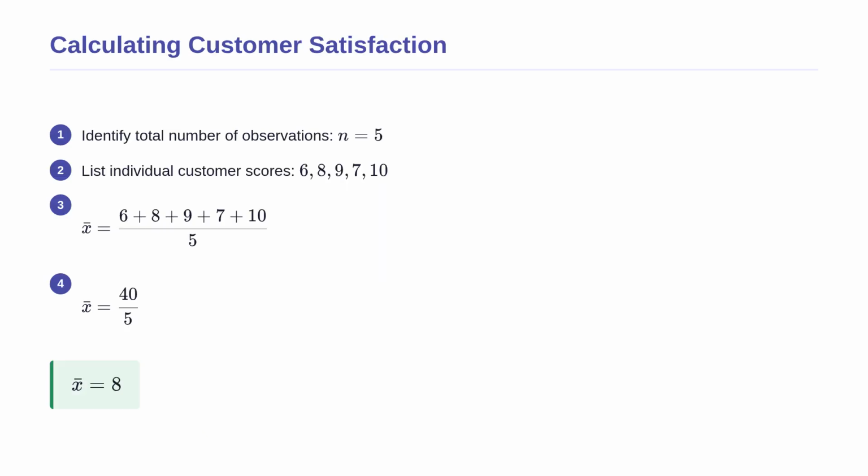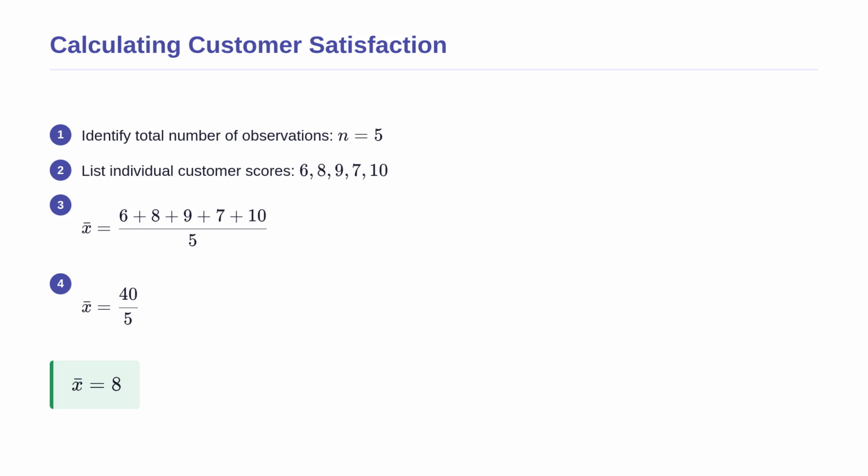Now that we have our formula, let us apply it to a real scenario. Imagine a researcher surveying 5 customers about their restaurant meal on a scale from 1 to 10. We are given the scores 6, 8, 9, 7, and 10, and we need to find the overall average.